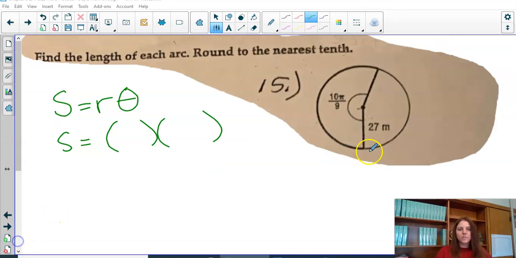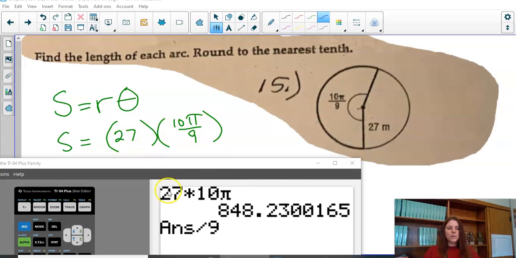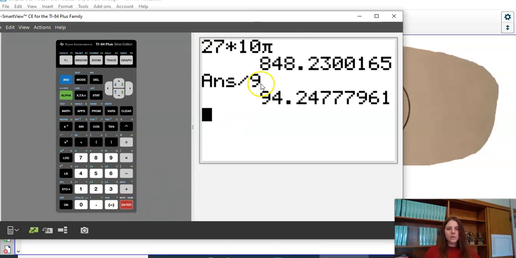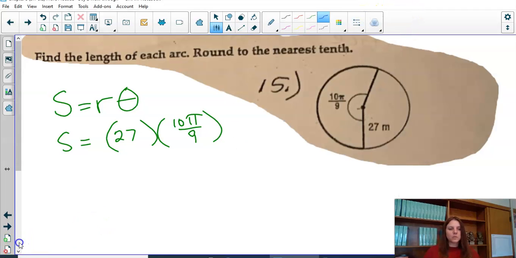centimeters. Same thing goes with this one. You can see that you have the radius given, 27 meters, and you have the angle, and it's also in radians. So go ahead and just plug it in and then calculate in your calculator. You can see I typed in everything in the numerator, hit enter, and then I'm going to divide by 9. So this one ends up being 94.2 meters.